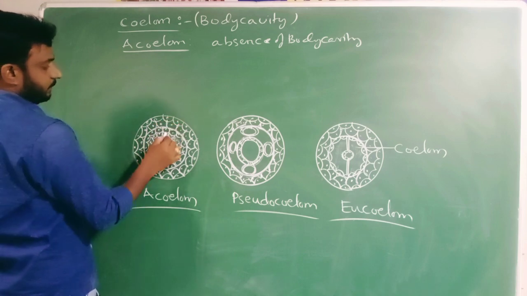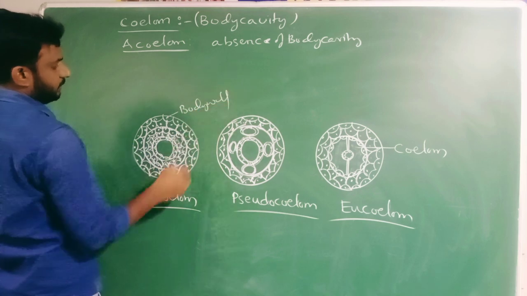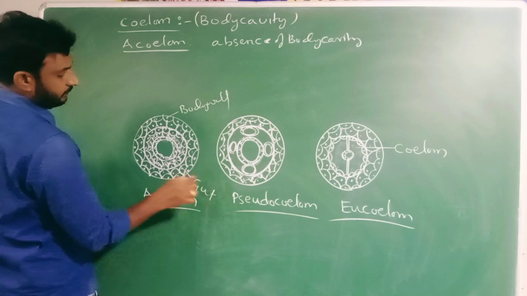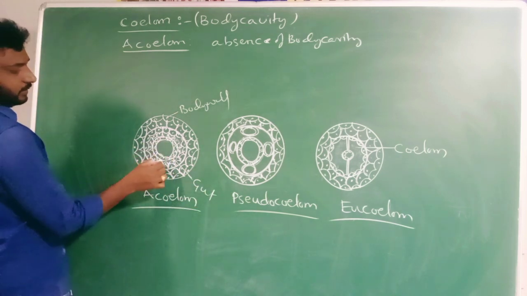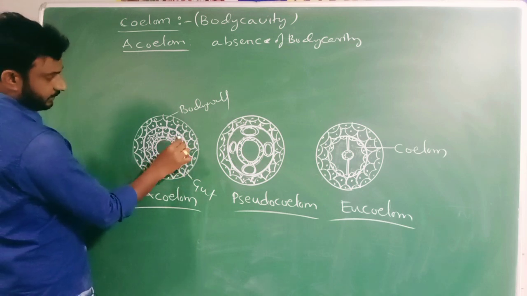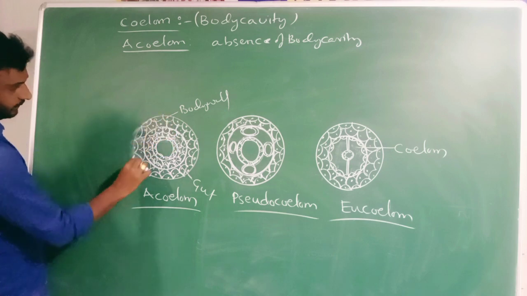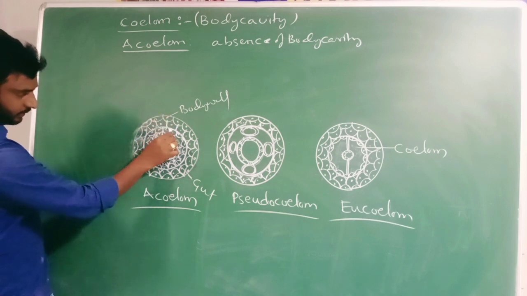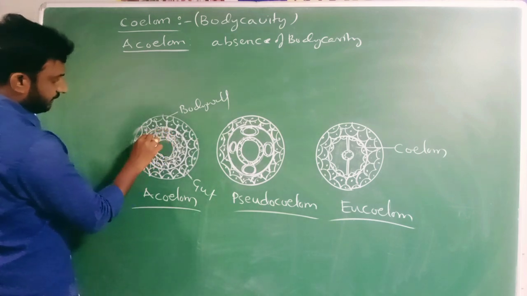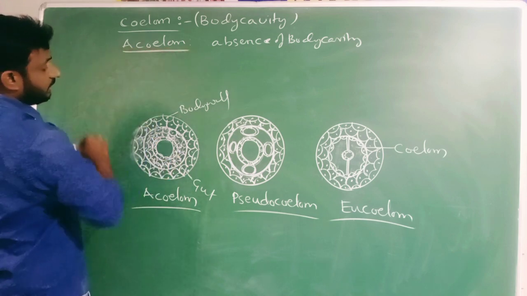Here between the gut and body wall, this one is body wall, outer ectoderm that gives rise into body wall, inner endoderm that gives rise into outer lining of gut. This is lumen of gut, outer lining of gut. Between the gut and body wall, there is no space. There is no free space. So absence of cavity or absence of coelom. So those are called acoelomates.